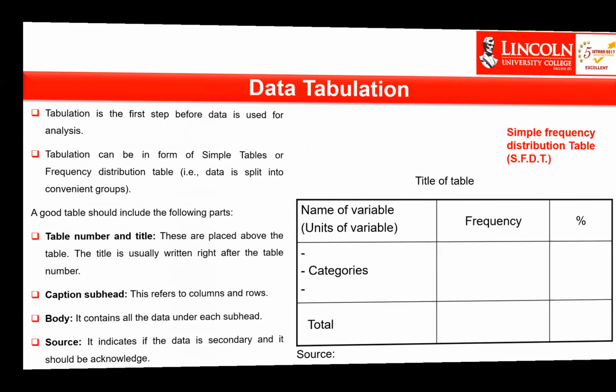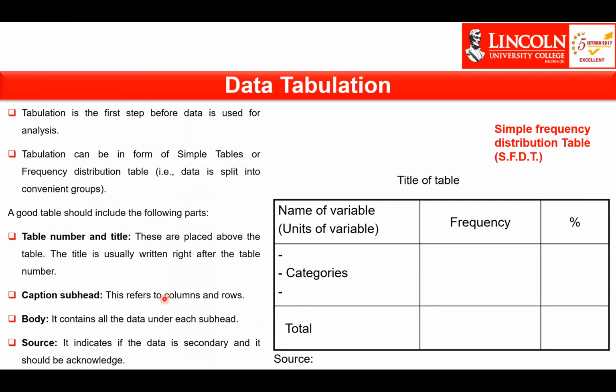Let's look at data tabulation. Tabulation is the first step before data is used for analysis. You need to first do your data entry, and this data entry is done in a table, meaning you need to have some table headings and the like before you enter your values. Tabulation can be in the form of simple tables or a frequency distribution table, where the data is split into convenient groups. A good table should include the following parts.